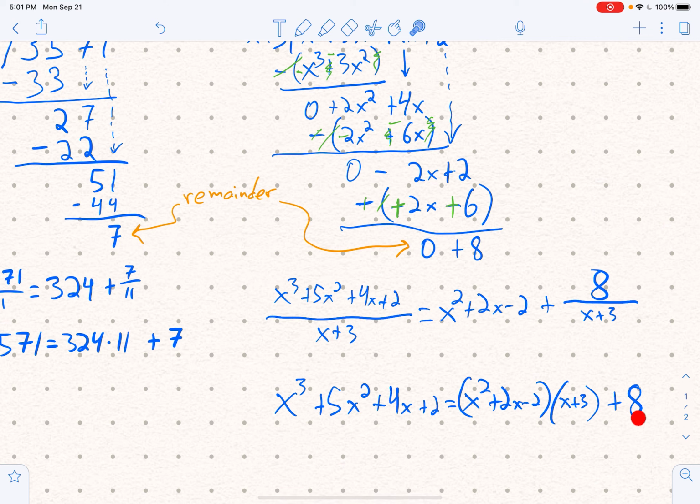Which one do we use in practice? It depends on what our goals are. Sometimes we're working with a fraction that we want to rewrite, and sometimes we're doing something like trying to rewrite a polynomial by factoring something out of it. This doesn't quite factor out. It has that plus 8 hanging out over there, but so be it.